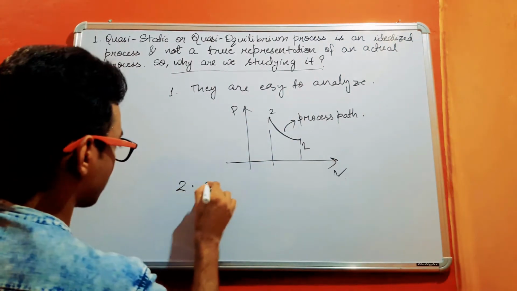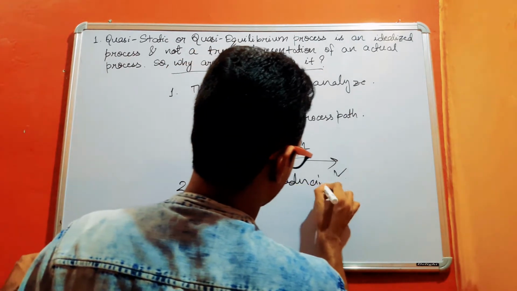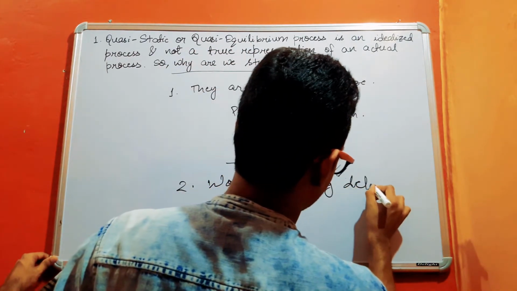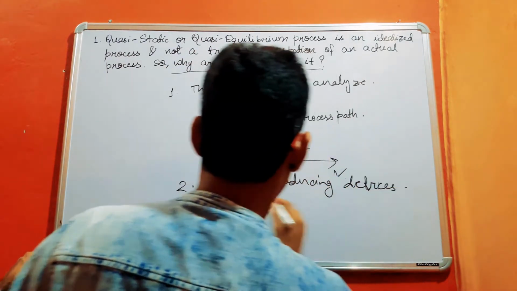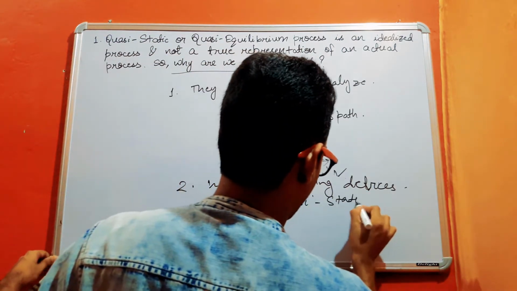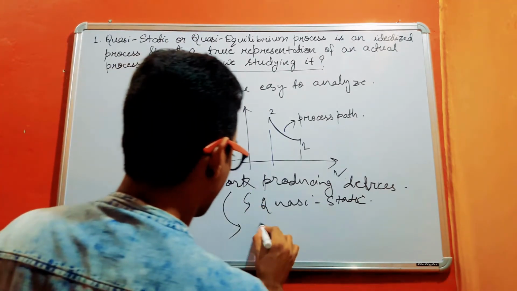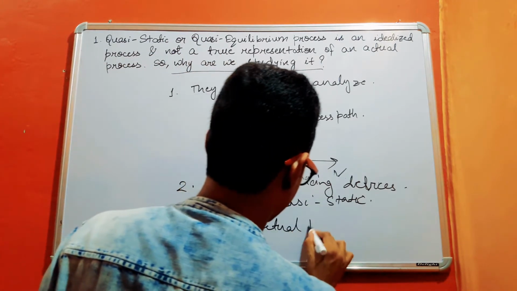Second reason is work producing devices deliver maximum work when they operate on quasi-static processes, and that's how they serve as standards to which actual processes can be compared.